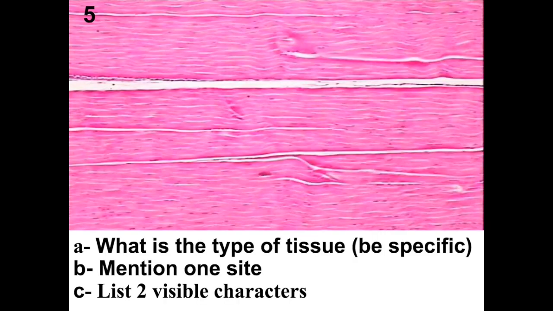What is the type of the tissue? Be specific. It is a regular white fibrous connective tissue. Number B. Mention one site. It is present in the tendon or in the cornea. List two visible characters. It is formed of parallel bundles of collagen fibers with fibroblasts in between. Fibroblasts can be seen in between the bundles of the collagen fibers.